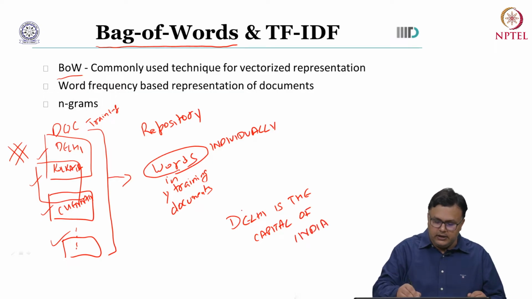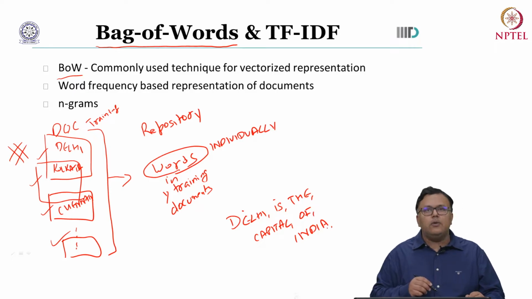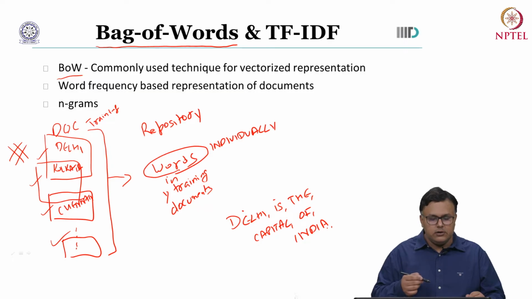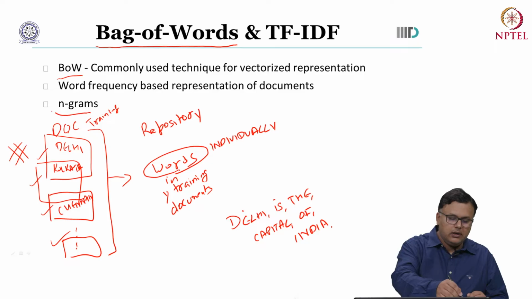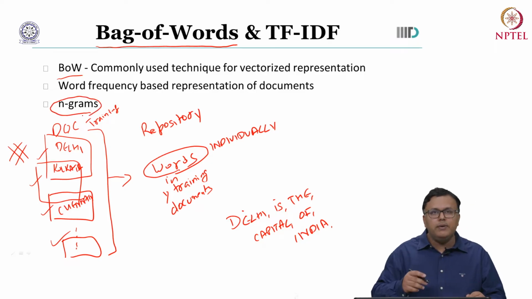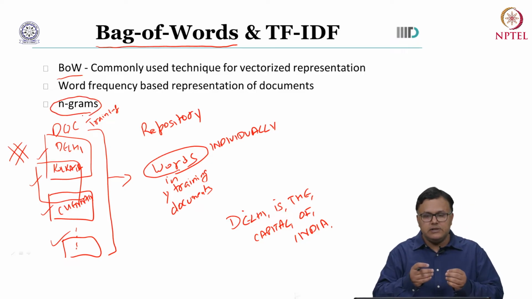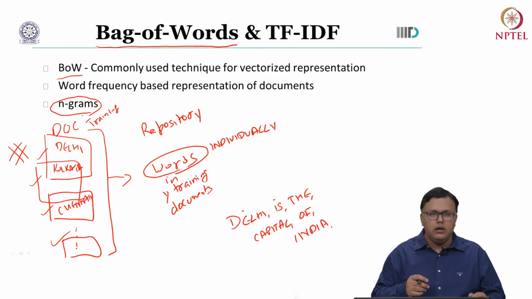Now you treat each word here separately. Delhi is one word, is one word, the is one word, and so forth, right? Now, very early on, a concept was introduced, especially for natural language processing, where we said, well, let's also have a combination of words which are occurring together. Now, that is referred to as n-grams.